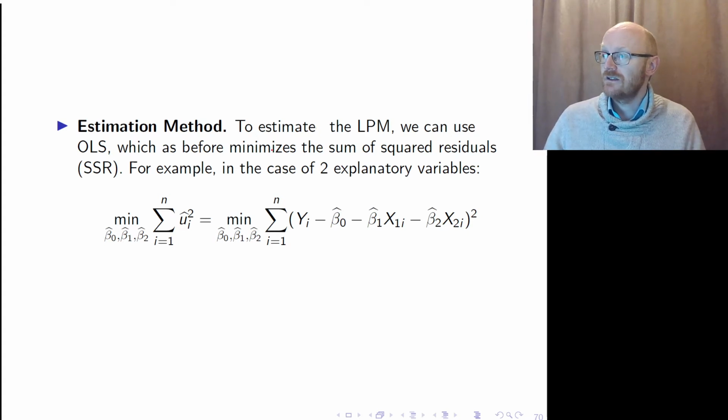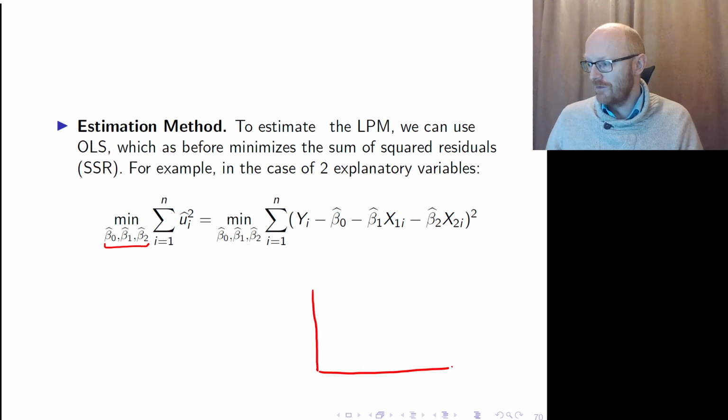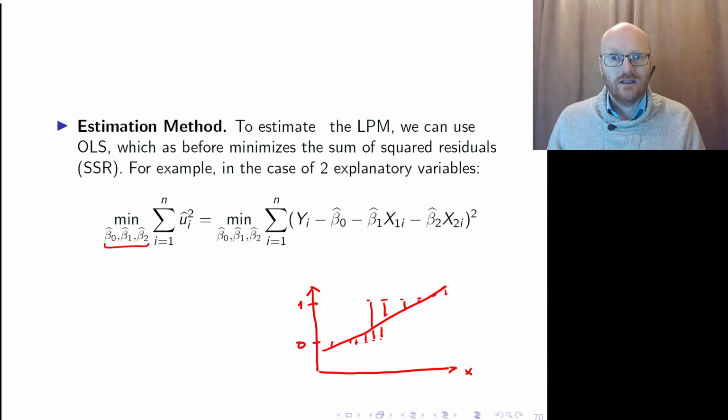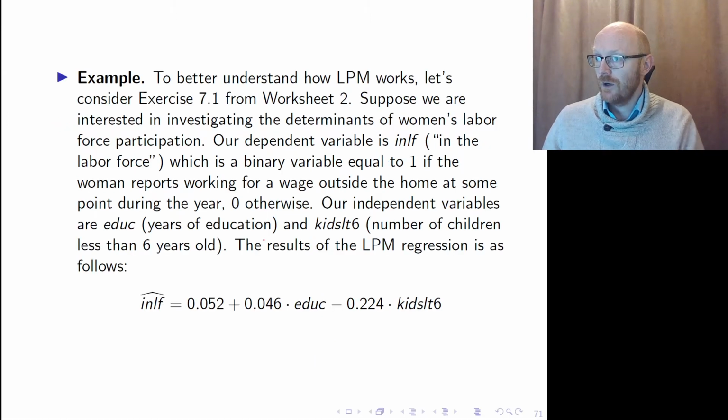So the estimation method is just the ordinary least squares, in which we vary the coefficients, the slopes and the intercept, in order to minimize the sum of the residuals. And this just means that you minimize the distance between the regression line, for example here, and here you have the residuals. Okay, so it's the same method as in the previous videos, so you're quite familiar with that method.